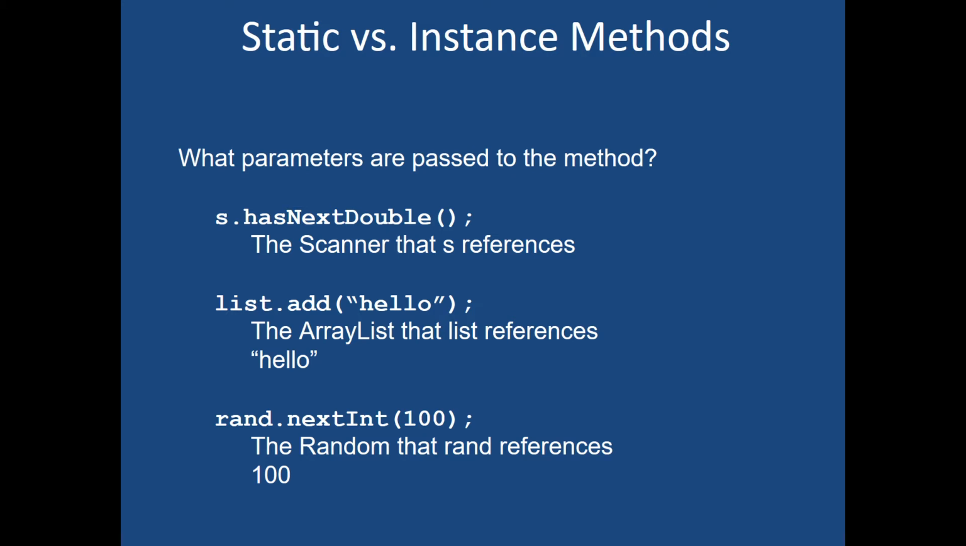So I'm just trying to get you used to this idea. You've seen this all along whenever you've used instance methods, non-static methods. The object is the implicit parameter to the method. So that's the difference between static methods and non-static methods. There is no implicit parameter for a static method.